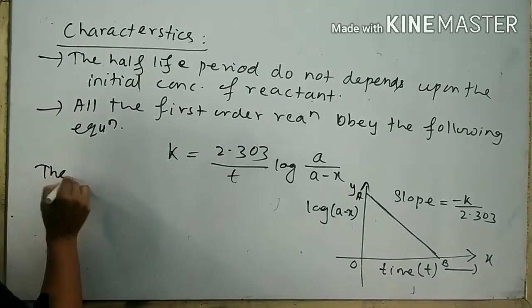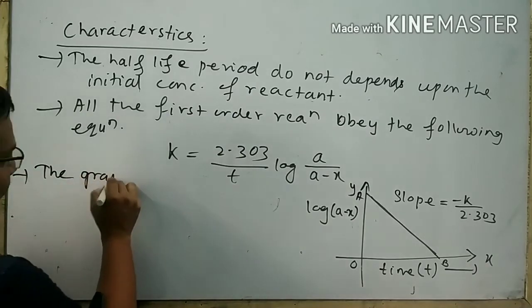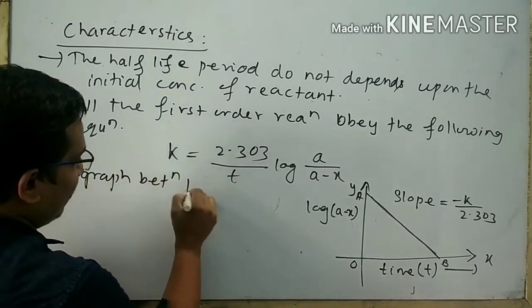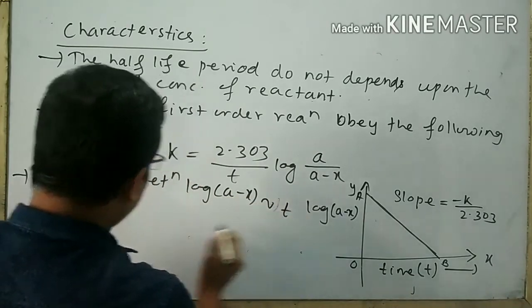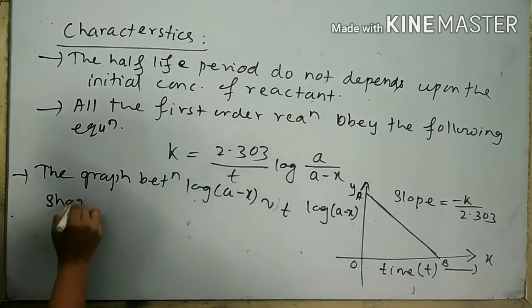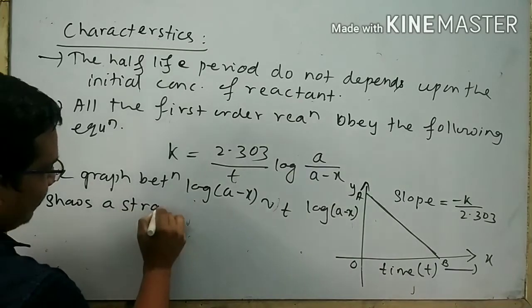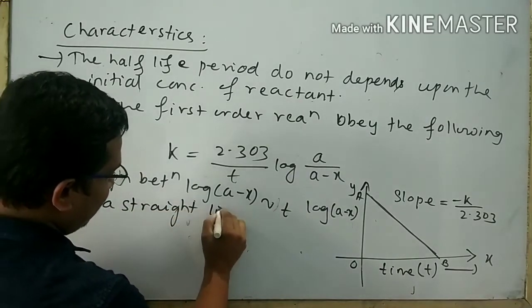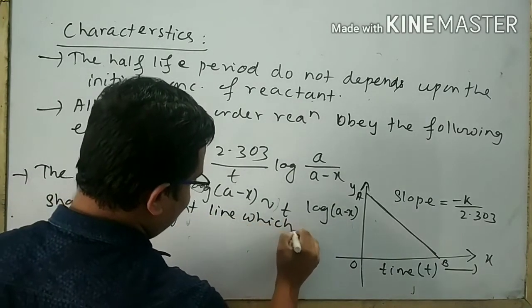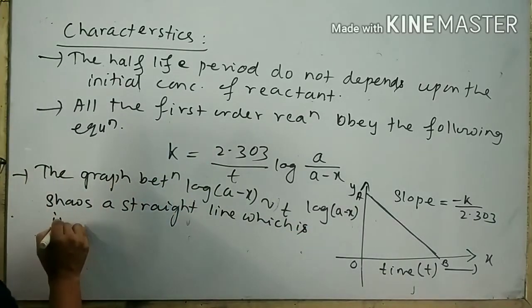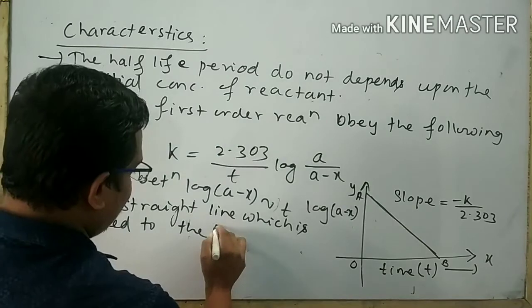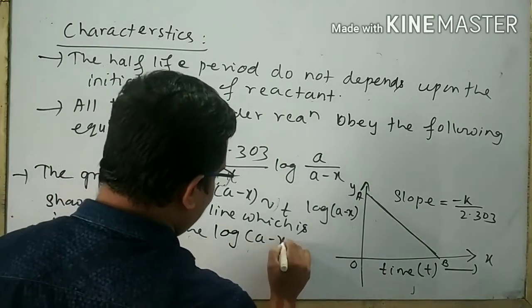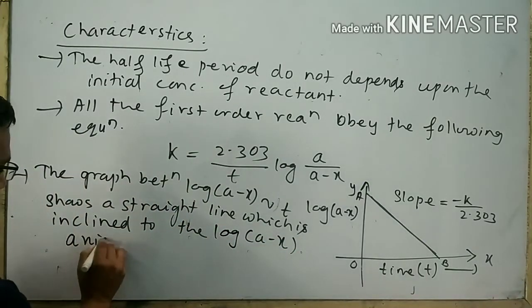By taking this graph, we can write a point: the graph between log A minus x versus t shows a straight line which is inclined to the log A minus x axis.